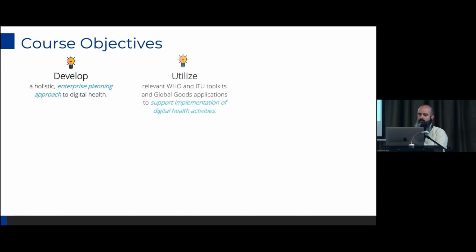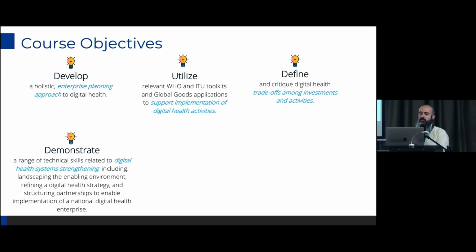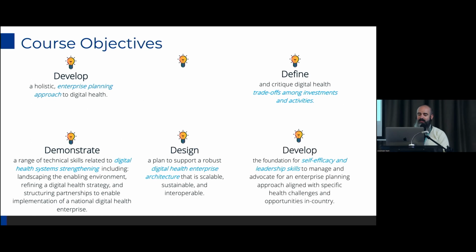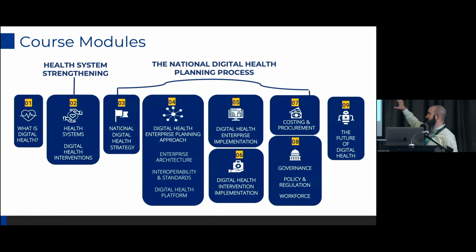There are 6 course objectives. I'm not going to go into them now. I think many of you know them, but if you'd like to get a copy of the presentation and look through them, or take the training, you're welcome to dig into that deeper. As I mentioned, the course is designed in this kind of structure. We start with a health systems perspective, we move into the planning process, then we look to the future.